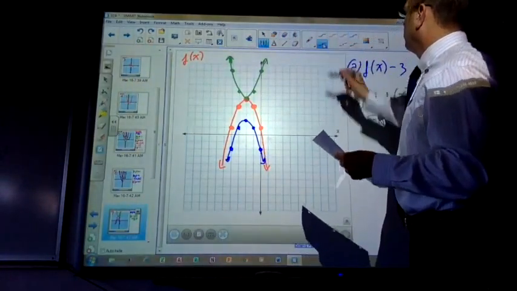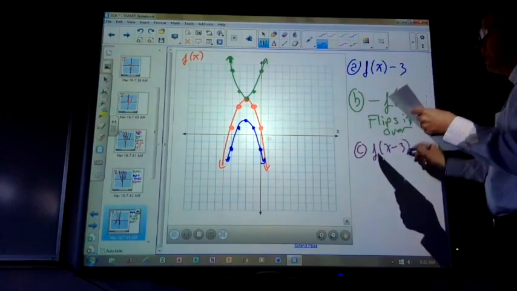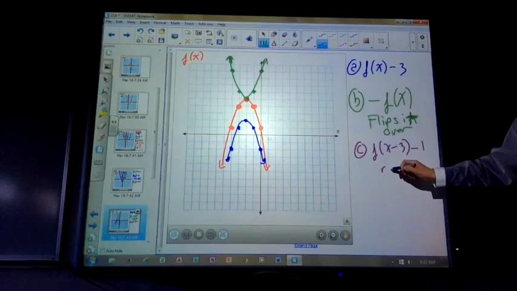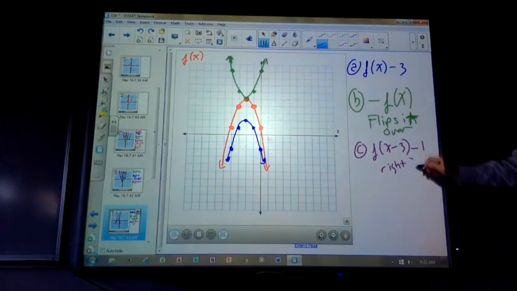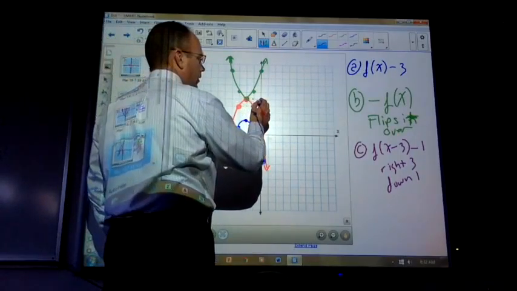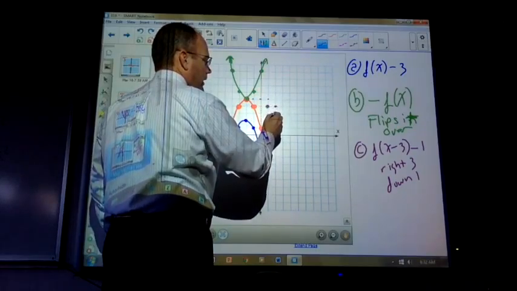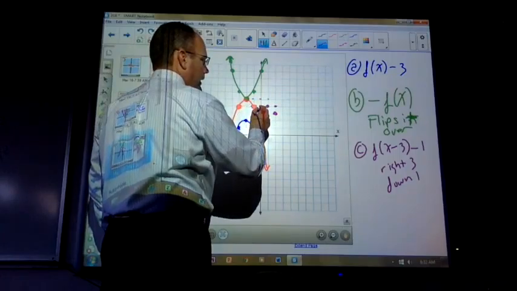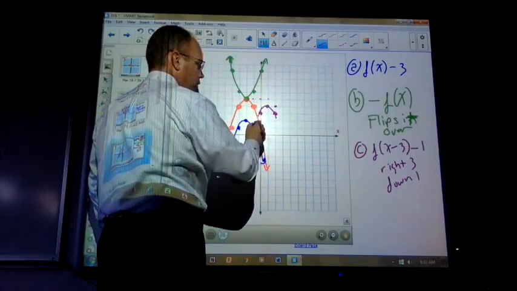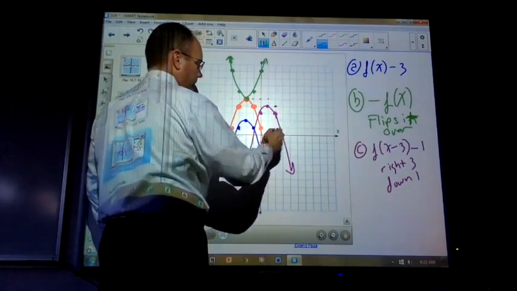Letter C. f of x minus 3, minus 1. So how many? 3. Down how many? Down 1. Right 3, down 1. So I'm going off the red function still, right? Okay, so I'm going to go right 3 and down 1, and right 3 and down 1, and right 3, down 1. I'll do that first.